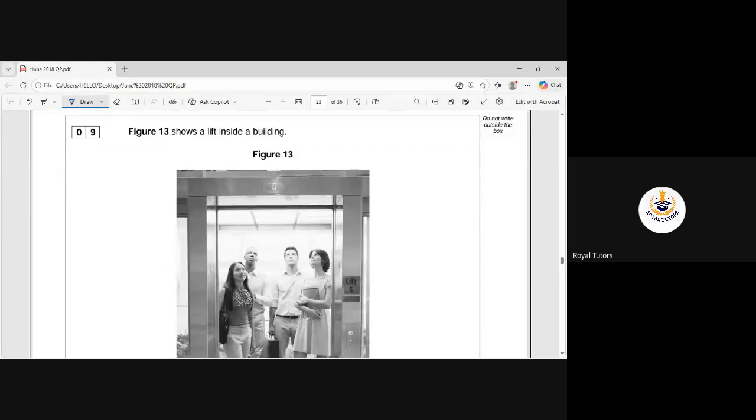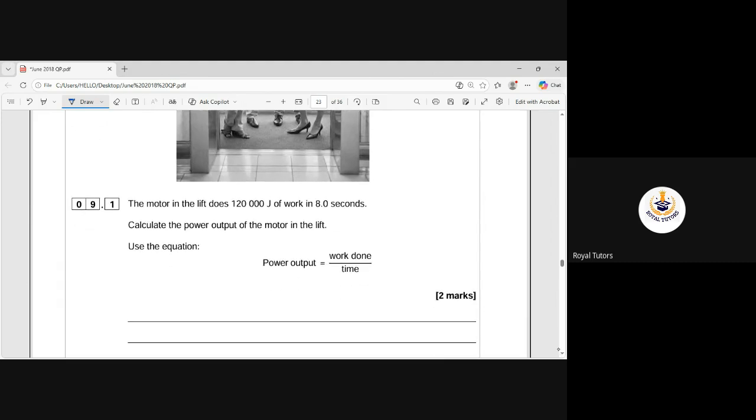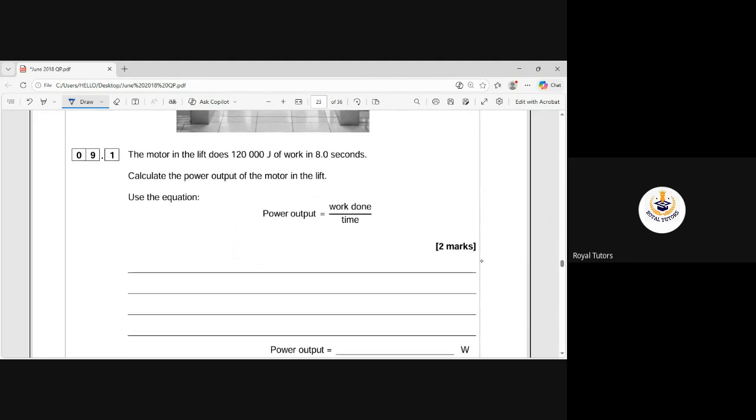Now take a look at this question. Figure 13 shows a lift inside a building. Some of you that have been inside a lift before will probably be able to relate to this question quite easily. You can see those that are inside of it. The motor in the lift does 120,000 joules of work in 8 seconds, and you have to calculate the power output of the motor in the lift.